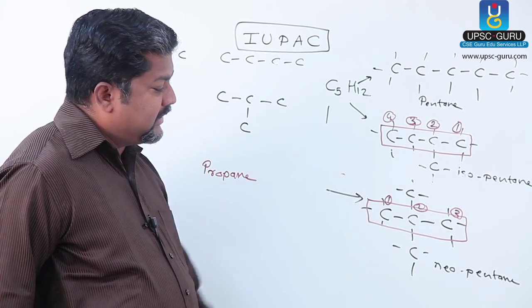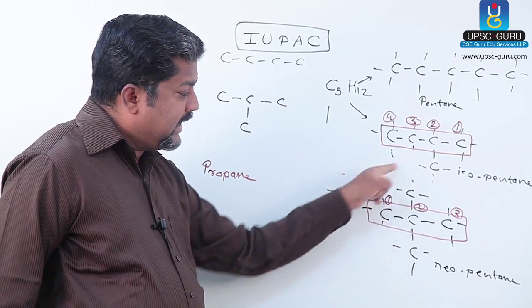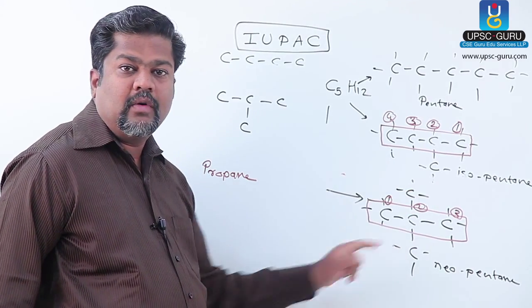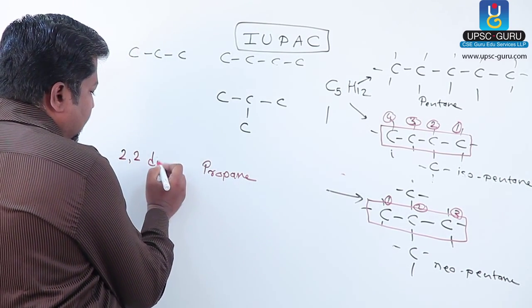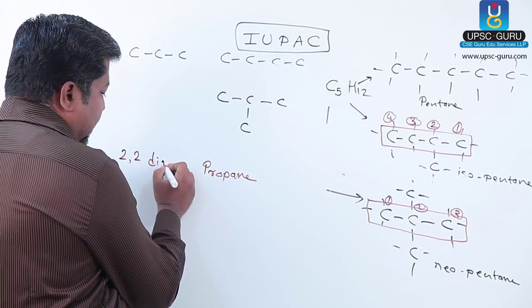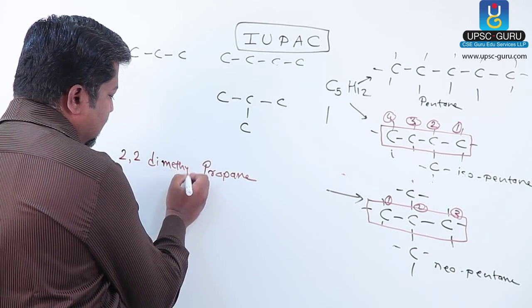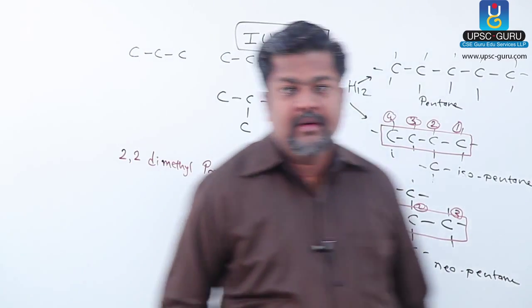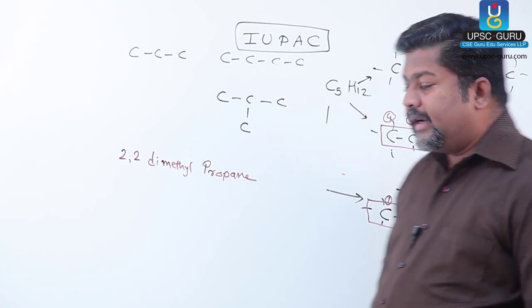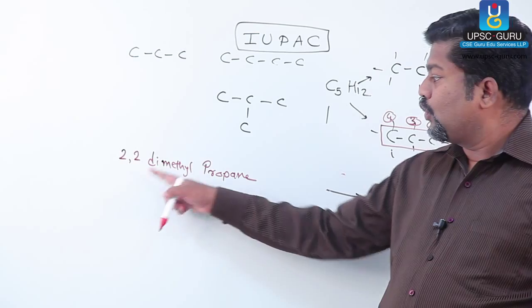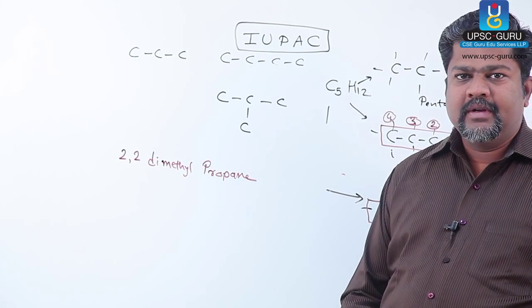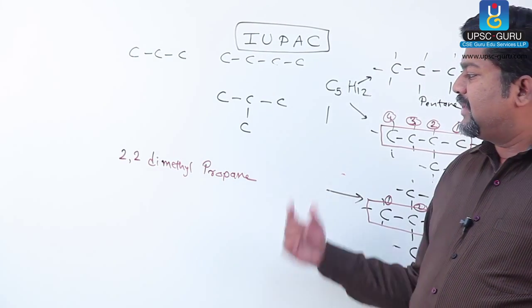Now on second position this group is there methyl and this group is also methyl. So I have to write here 2, di, because 2 methyls are there, methyl propane. So this way the name is not neopentane, it becomes now 2,2-dimethyl propane. So like that the names are given.